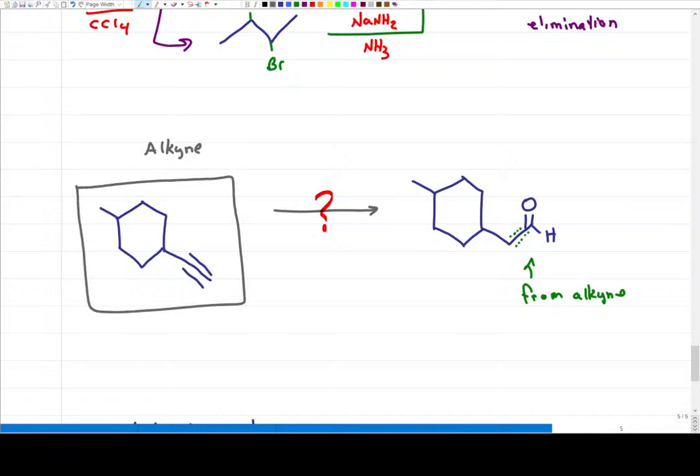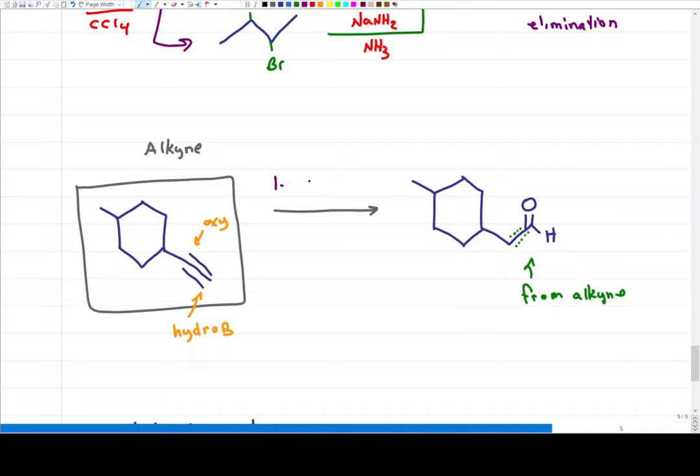Now, let's fill in the reagents. What reaction do I know that will give me a carbonyl from an alkyne? There are actually 2 reactions. I can use oxymercuration or hydroboration. The difference is, if I use oxymercuration, I will get a carbonyl at the more substituted carbon. If I use hydroboration, I will get the carbonyl at the less substituted carbon, because this is a reaction that follows Markovnikov's rule. This one is anti-Markovnikov, and now I know my steps.